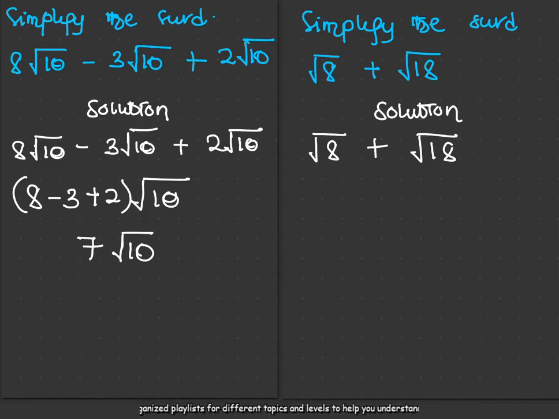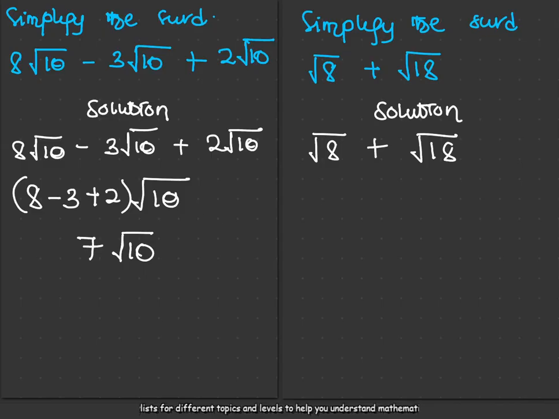Our 8 here, if we want to simplify, we ask ourselves, just as we did in the first lesson, is there a way we can rewrite it as a multiplication of a perfect square and another number?